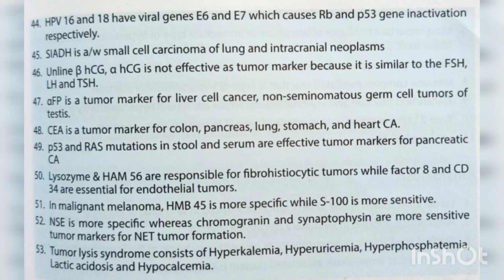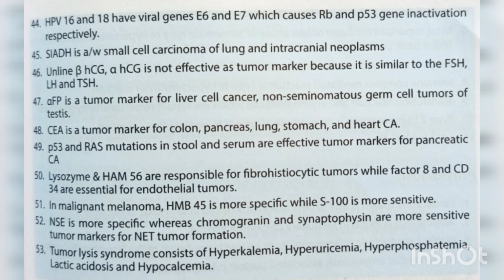CEA is a tumor marker for colon, pancreas, lung, stomach, and heart carcinomas. P53 and RAS mutations in stool and serum are effective tumor markers for pancreatic carcinomas. Lysozyme and HAM56 are markers for fibrohistiocytic tumors, while factor 8 and CD34 are essential for endothelial tumors.